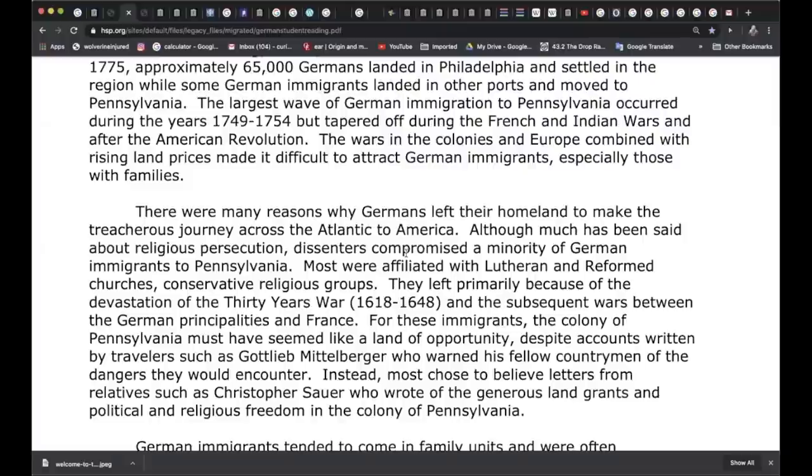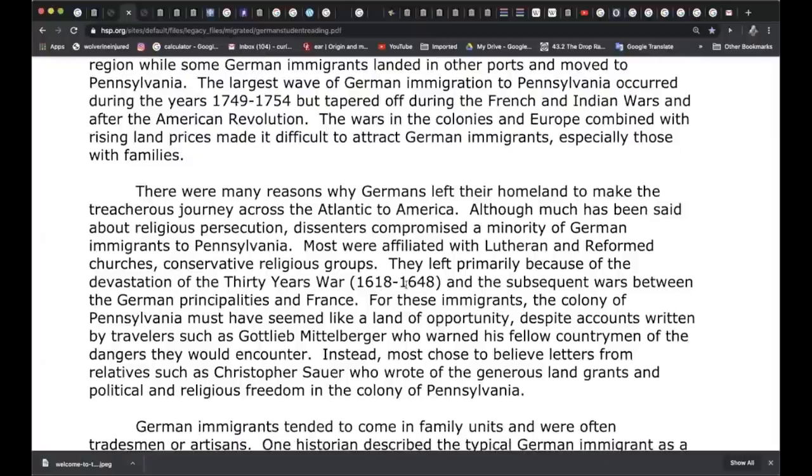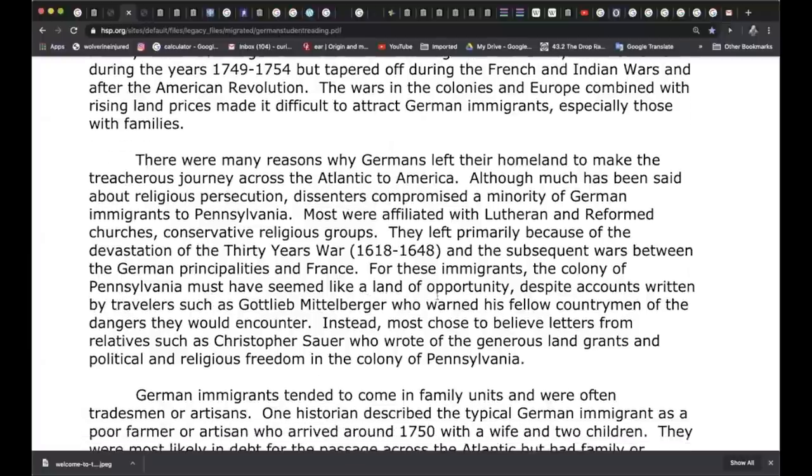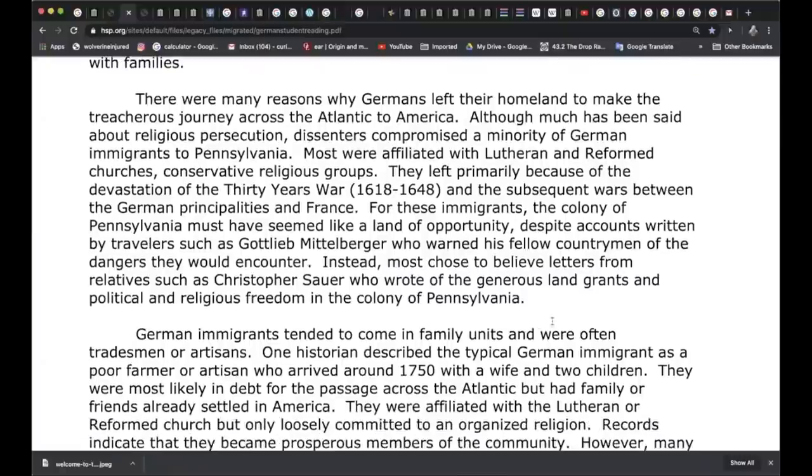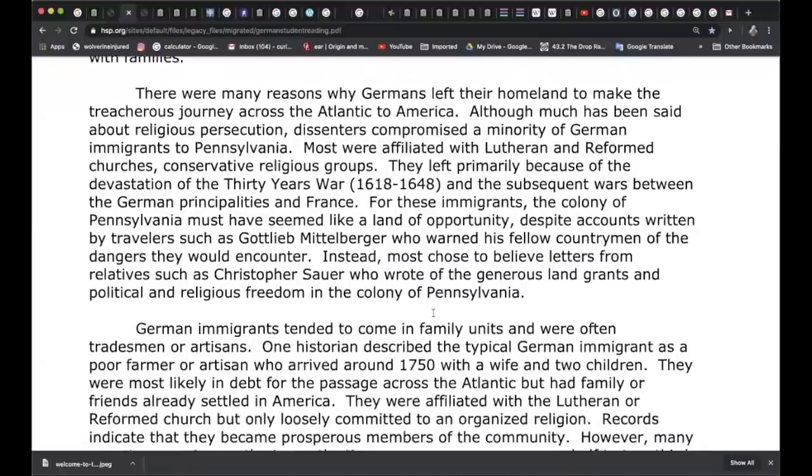Most were affiliated with Lutheran and Reformed churches, conservative religious groups. They left primarily because of the devastation of the Thirty Years' War and the subsequent wars between the German principalities and France. For these immigrants, the colony of Pennsylvania must have seemed like a land of opportunity, despite accounts written by travelers such as Gottlieb Mittelberger, who warned his fellow countrymen of the dangers they would encounter. We got a book of him already. Instead, most chose to believe letters from relatives such as Christopher Sauer, who wrote of the generous land grants and political and religious freedom in the colony of Pennsylvania.